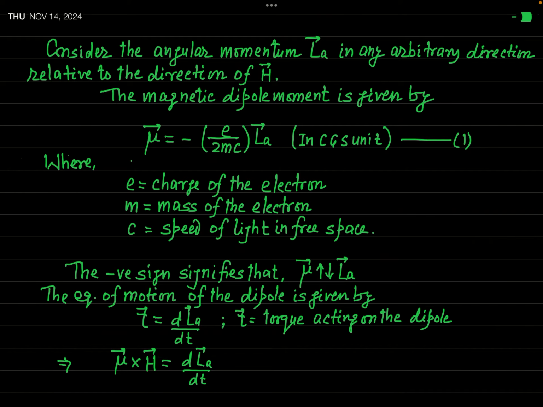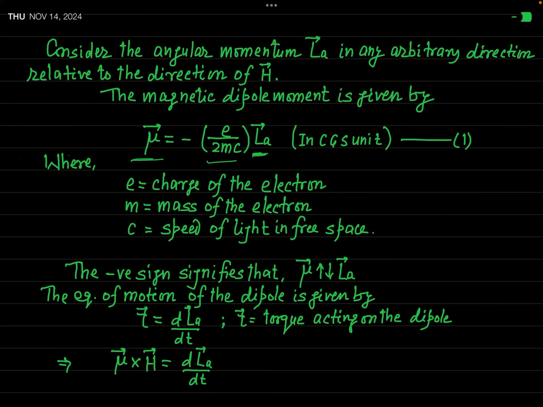Mu is the magnetic dipole moment and LA is the orbital angular momentum, and in CGS units these are related by mu equal to minus e over 2mc times LA. Here I have written this relation directly because I have already discussed this fact in my video in atomic and molecular physics. So if you are not feeling very easy when I write this expression directly, you can watch those videos.